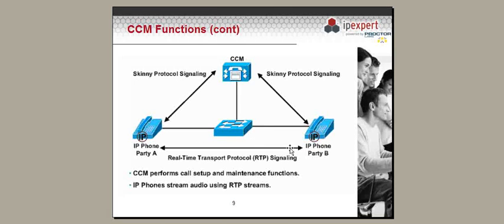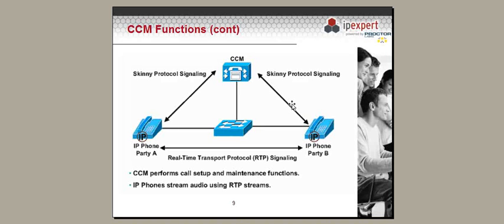When phone A calls phone B, he dials his extension number. There's a Skinny message sent up to Call Manager. Skinny operates on TCP port 2000. Call Manager will resolve the extension number to an IP address. It then sends a Skinny message down to the destination.